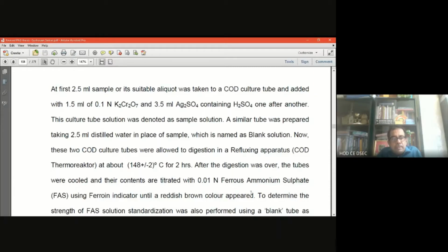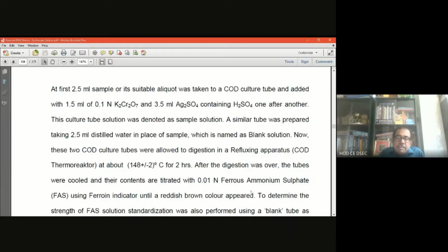Why is the dilution done? Because if you don't dilute the sample, then unnecessarily much more chemical reagent will be consumed, which is not economical. So whether you go for BOD or COD determination in the laboratory, you have to dilute the sample, 10 times or 5 times. This diluted wastewater is called the aliquot. The technical term is aliquot. You take 2.5 milliliters in the tube, which is called the vial.